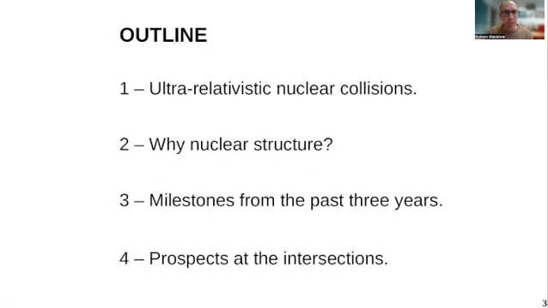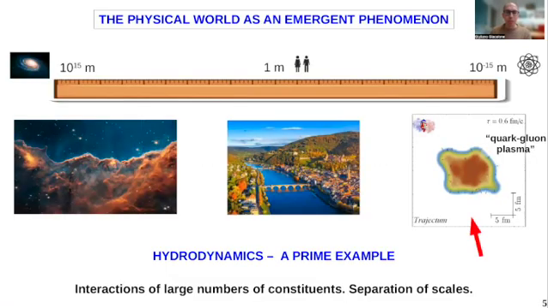So, starting then, ultra-relativistic nuclear collisions. The motivation of ultra-relativistic nuclear collisions is basically looking for emergent, collective descriptions of matter. These are key to understanding physical phenomena across a wide spectrum of scales.